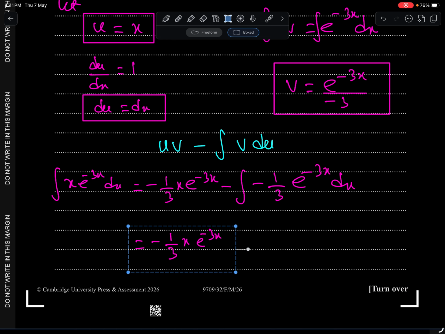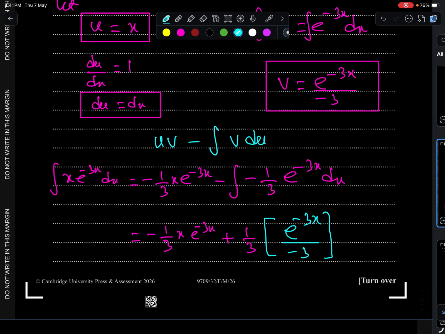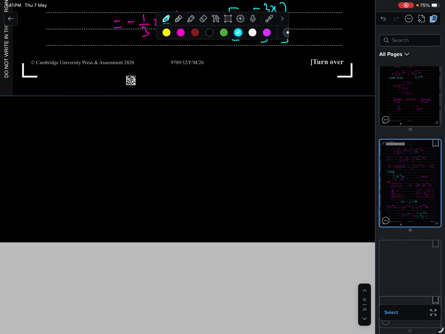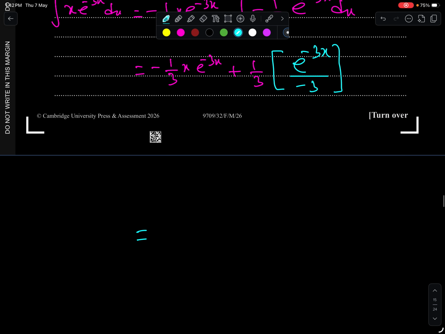This is the solved part, the integrated part. Now this is 1 upon 3 and integrate e power minus 3x. So e^(-3x) divided by minus 3. Okay, get the simplified form of this result: minus 1 upon 3 x e^(-3x) minus 1 upon 9 e^(-3x).